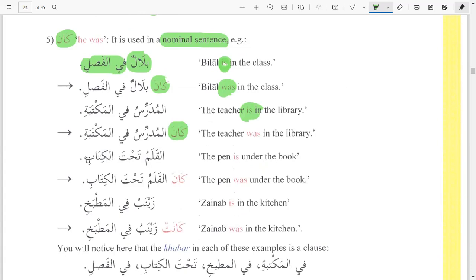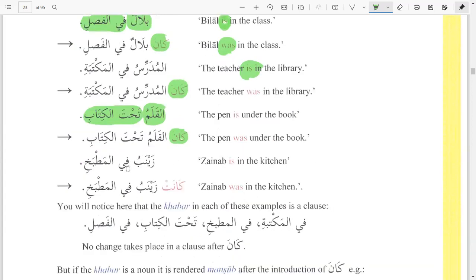Al kalamu tahtal kitabi. Al kalamu, the pen. This is mubtada, the subject. Tahtal kitabi is khabar here. The pen is under the book. When we use kana, kanal kalamu tahtal kitabi. The pen was under the book. Zainabu fil matbakhi. Zainab is in the kitchen. So feminine of kana is kanat.